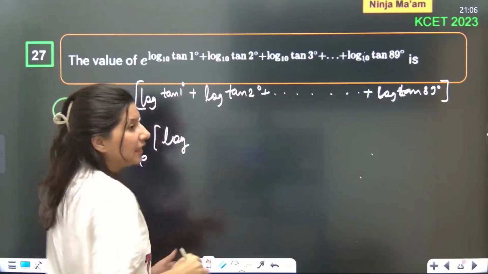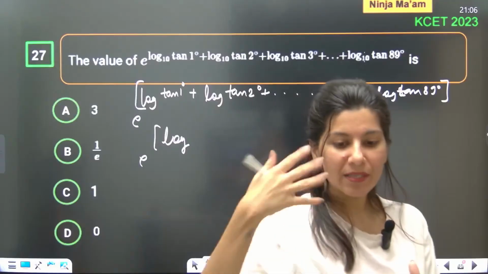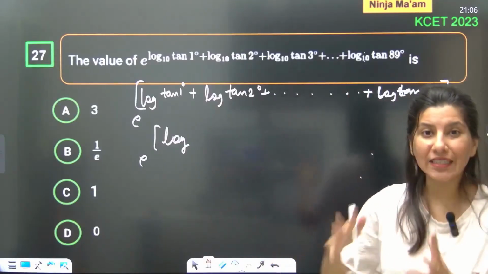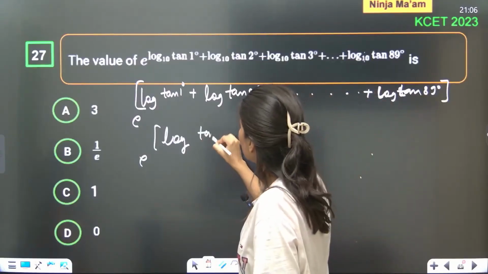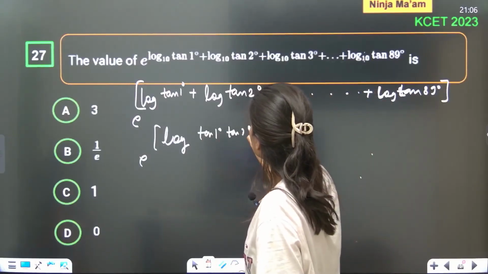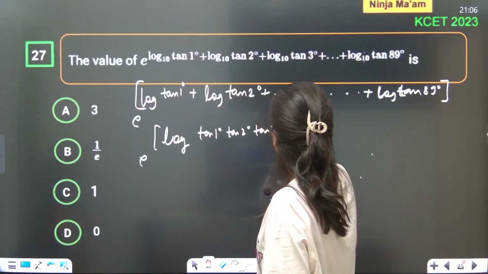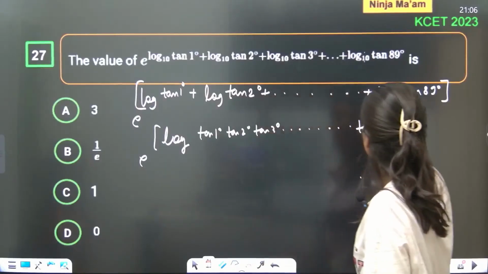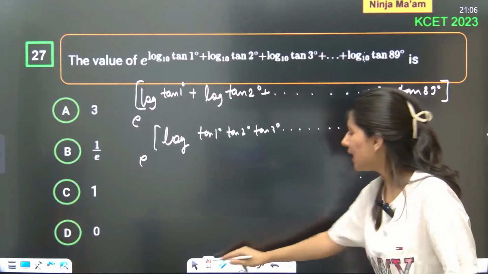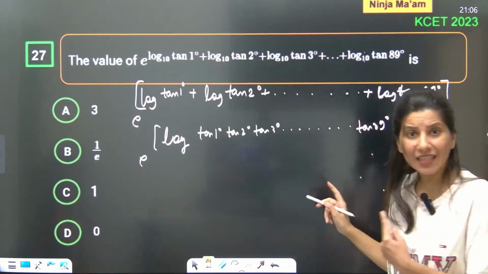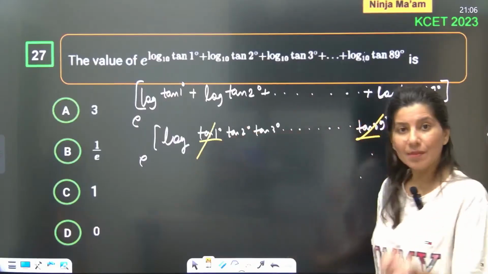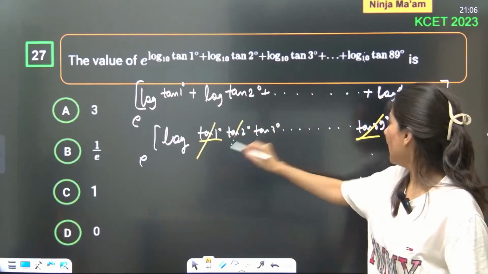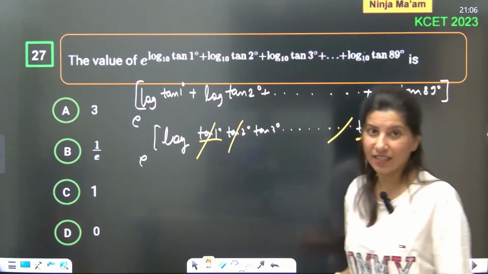What is the property? Log A plus log B plus log C plus log D plus log E is nothing but log of A, B, C, D, E. So log of tan 1 degree, tan 2 degree, tan 3 degree and all the way up to tan 89 degree. You know that tan 89 degree is nothing but cot 1 degree, and cot 1 multiplied by tan 1 is 1. Similarly, tan 2 and tan 88 will give cot 2 degree.